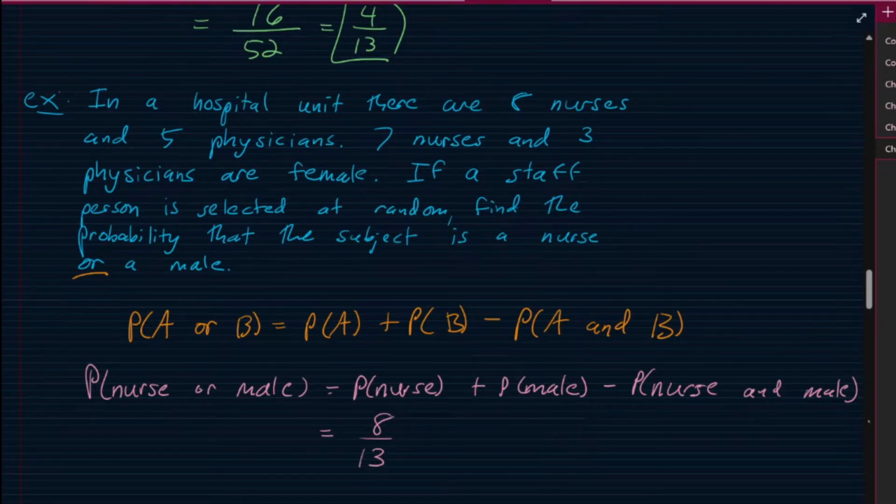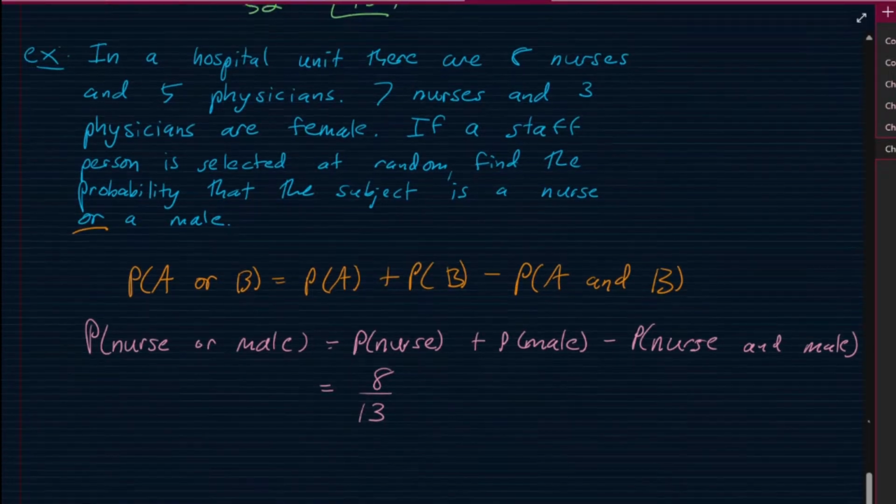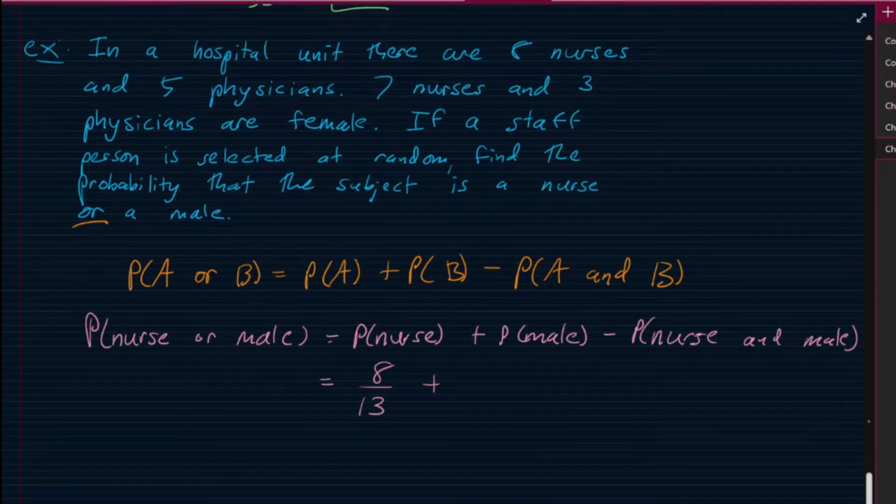What's the probability that a randomly selected person is male? You kind of have to find this out indirectly, I guess. 7 nurses and 3 physicians are female. So since there's only 3 people left out of the 13, right? So 10 are female of the 13. That means 3 must be male. So the probability of getting a male is 3 out of 13.